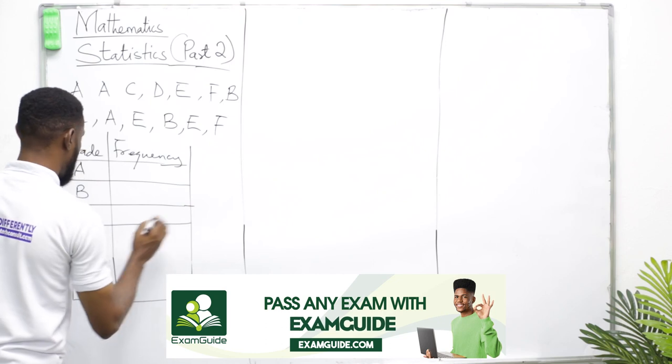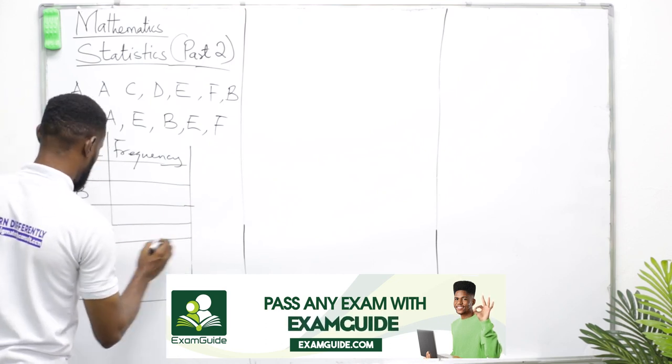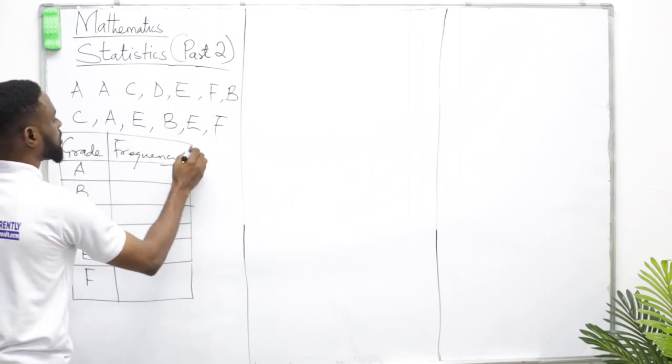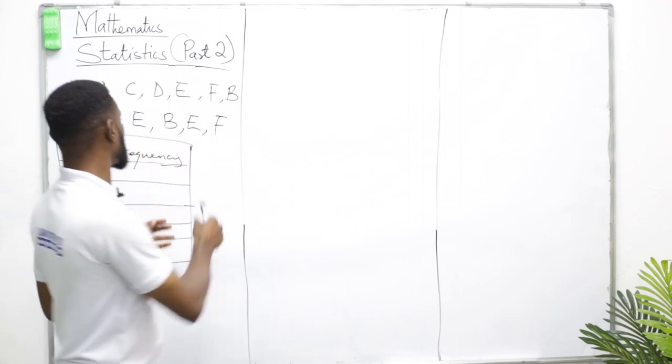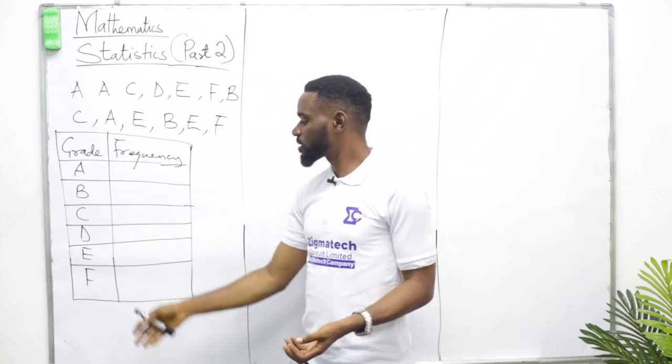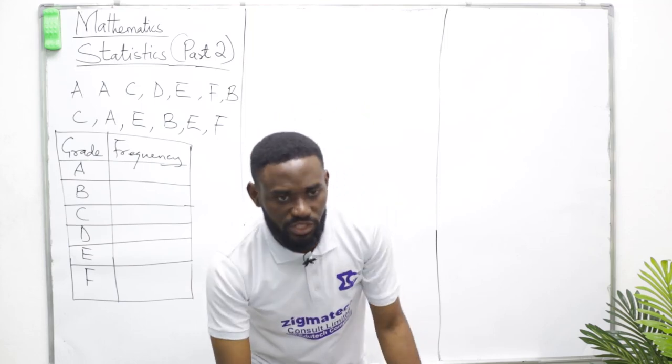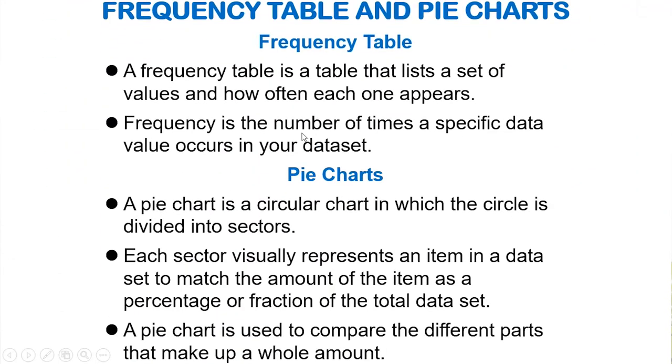Now you can see that I have created a table with the information I have here. Do you understand me now? Okay? So I have created a table with the information I have here. Now, what is the frequency table? We say frequency from the screen, as you can see. I say frequency is the number of times a specific data value occurs in your data set. This is your data set, okay? These are your data values. These are the set of data that we have here.